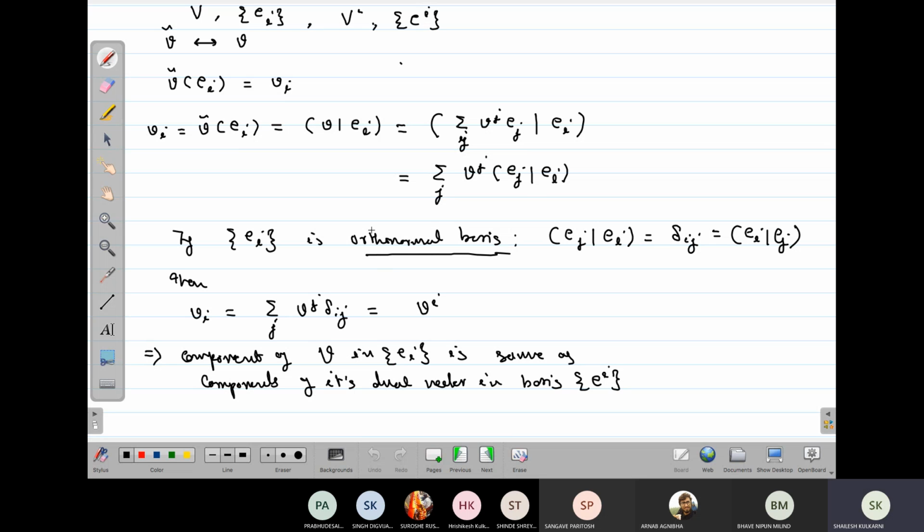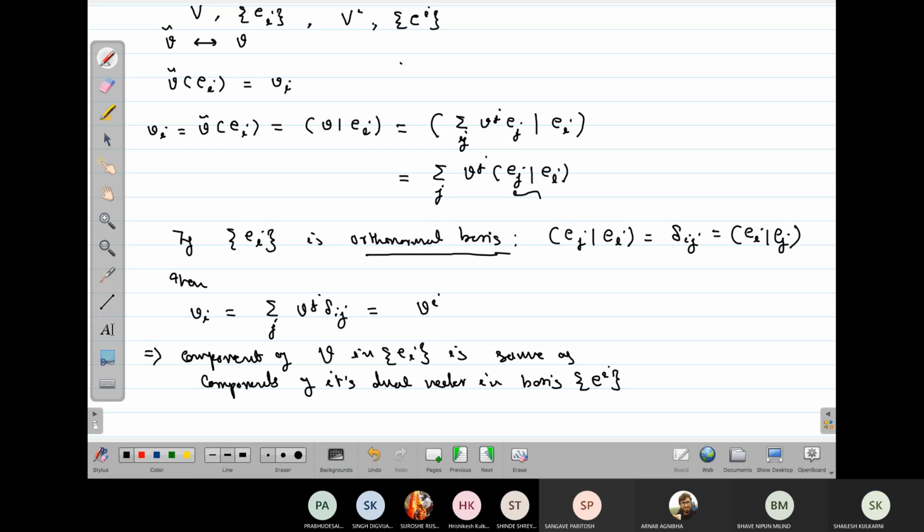Second point is that these components are in general not in agreement with the components of the vector. They will agree if and only if the basis you choose to express V is orthonormal. That means these e_i's are orthonormal.